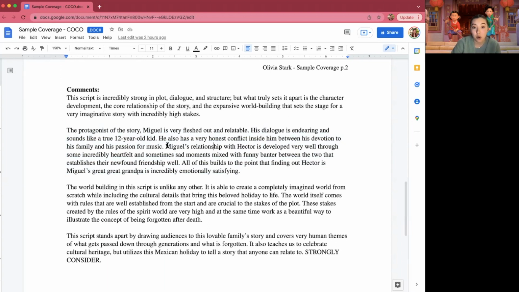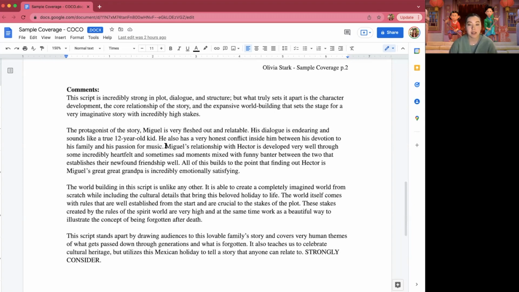Then I get into the core relationship of the story, which is between Miguel and Hector, right? So Miguel's relationship with Hector is developed very well through some incredibly heartfelt and sometimes sad moments mixed with the funny banter between the two that establishes their newfound friendship very well.